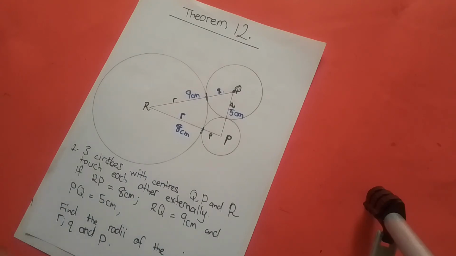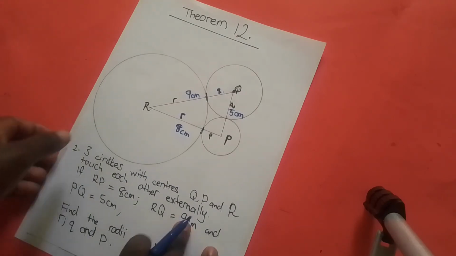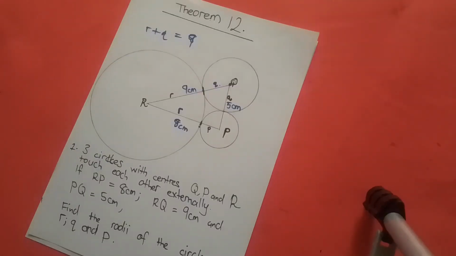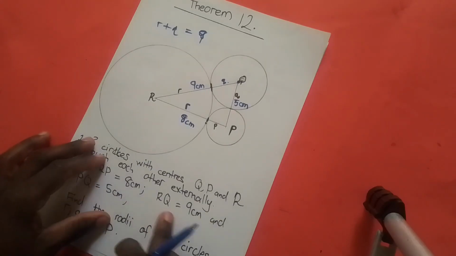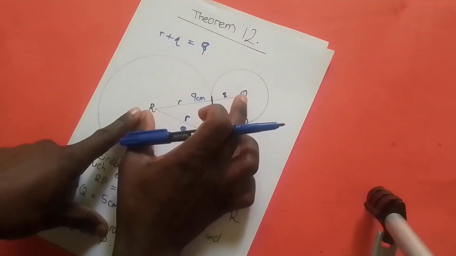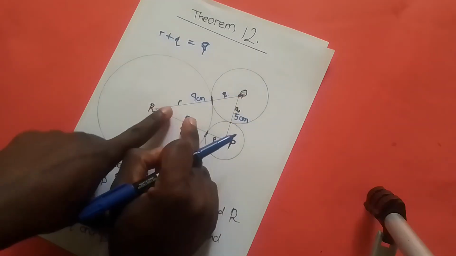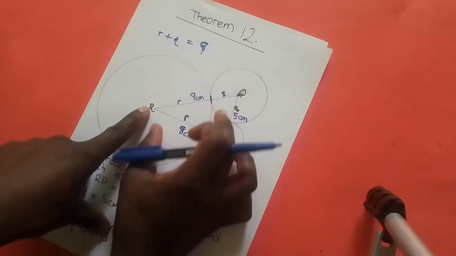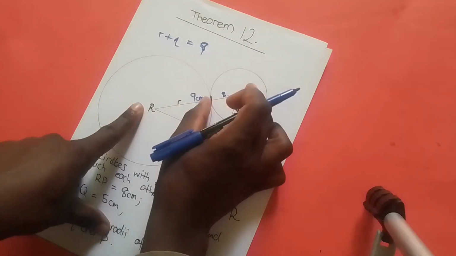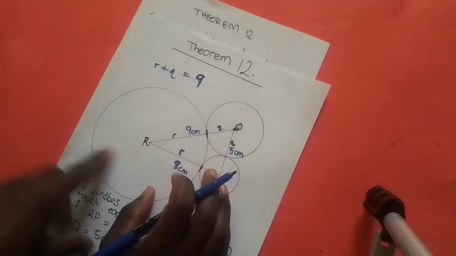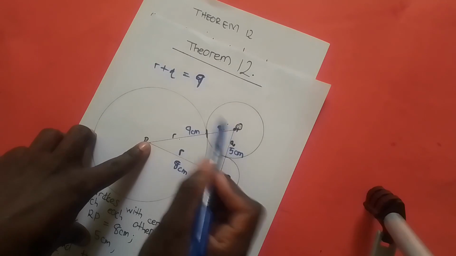The way you go about solving this question is quite tricky, so I want you to pay more attention. Now that I've explained the diagram, let's answer the question. The question is saying that RQ is equal to 9 centimeters. From R to Q, this entire distance is 9 centimeters. Therefore, RQ is equal to the radius of the bigger circle plus the radius of the smaller circle. So R plus Q is equal to 9.